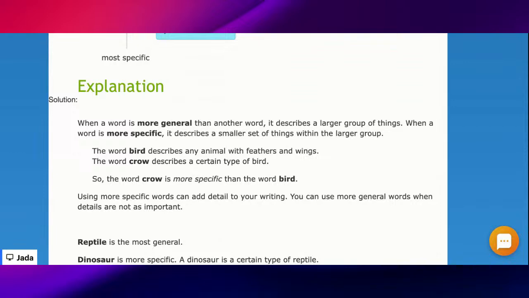So for example, we have a country, so we have the name of the country, and in that country, we have different cities. Now the more general will be us naming the country, and the more specific would be the cities in that country. So that's it for the more general and the more specific. The more general is talking about a larger group of things, and more specific is just talking about a smaller set of things within the larger group.